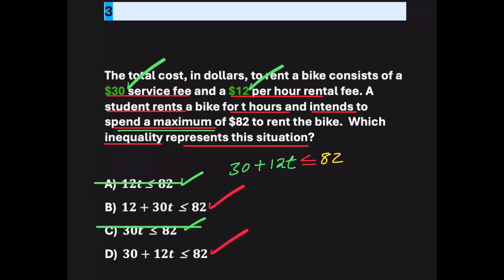For B, you look at here, the service fee is independent of the time. You cannot multiply the service fee and the time. So we're going to eliminate choice B. We have service fee here, which is independent, which is constant. If you keep the bike for 2 hours, or if you keep it for 19 hours, the service fee is going to be the same. And the rental rate should be multiplied by the time. So this one's correct. And we have the inequality, and we have the amount, which is $82. And the answer is right here. Let's move on to number 4.